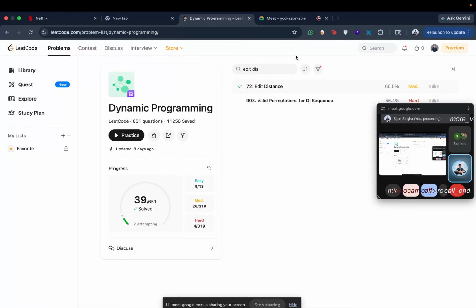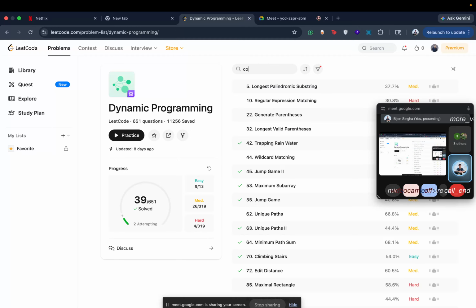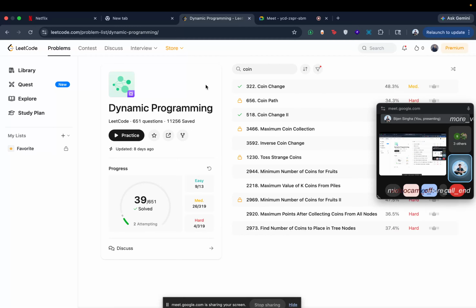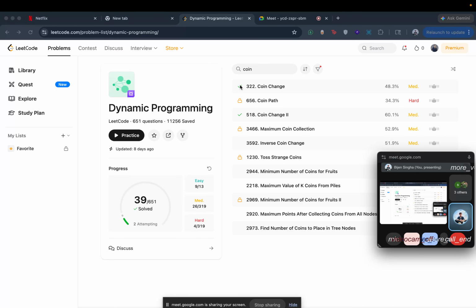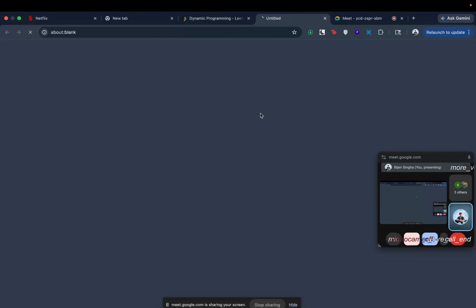All right. So I'll just take out a question called Coin Change 2. It is a similar question but a little next level. So Coin Change 1 and Coin Change 2 are almost similar, but a little bit changed.